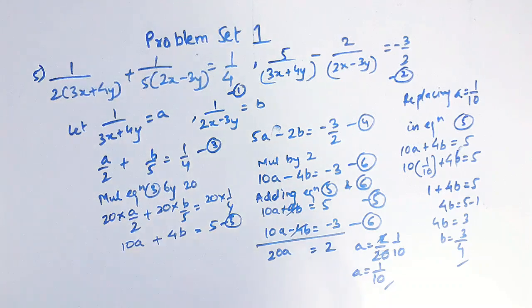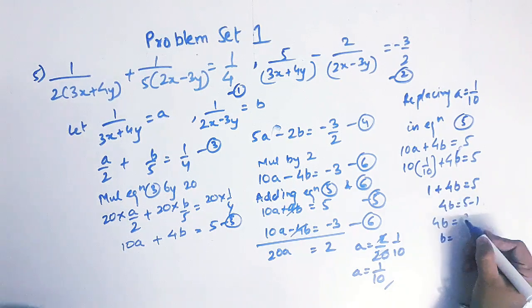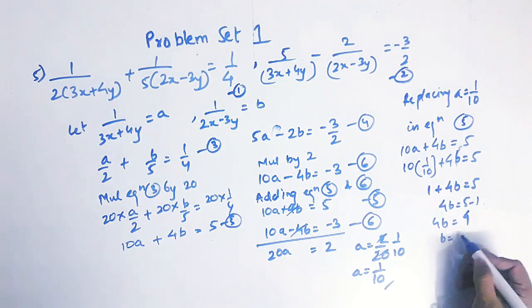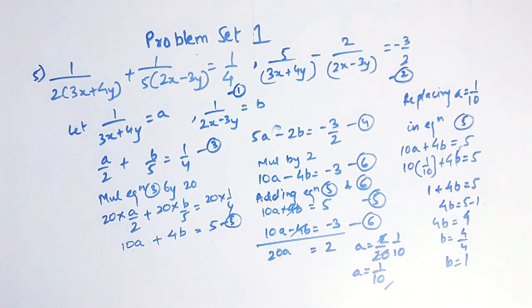Okay, just correcting the mistake, children. I'll just correct this. 5 minus 1 is 4. So b will be 4 upon 4. So the answer of b is 1. So we got a equals 1 upon 10 and b equals 1.